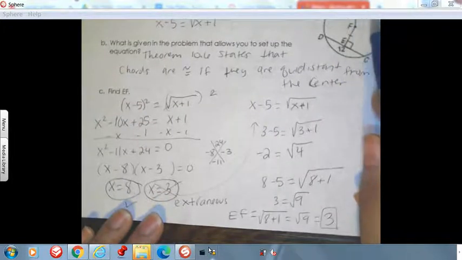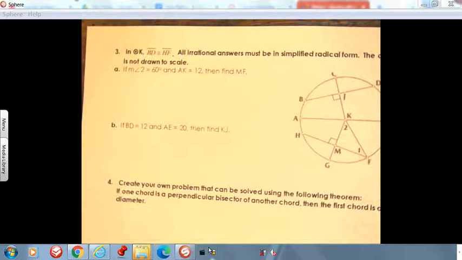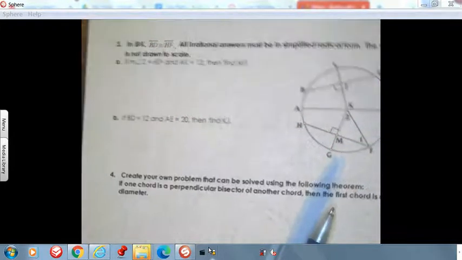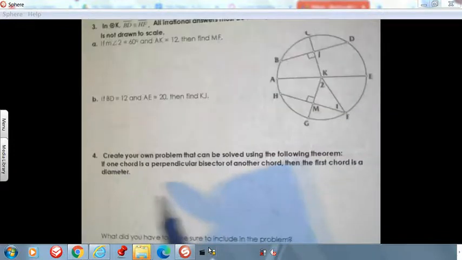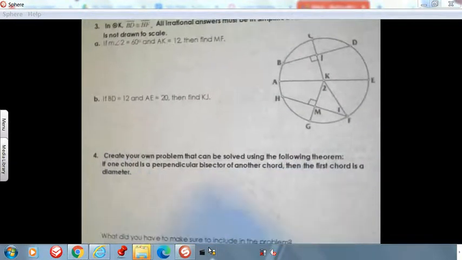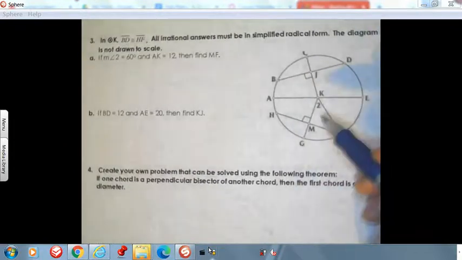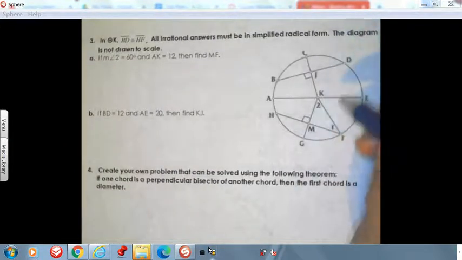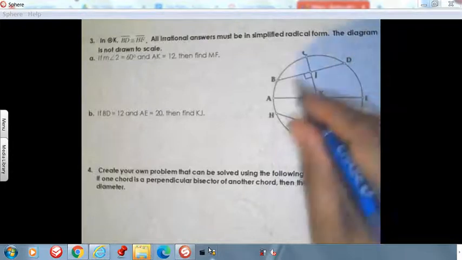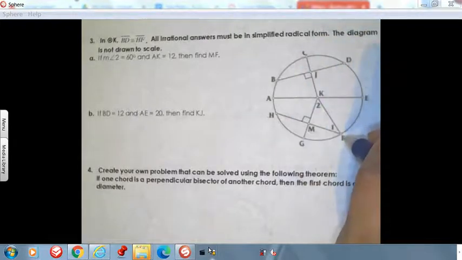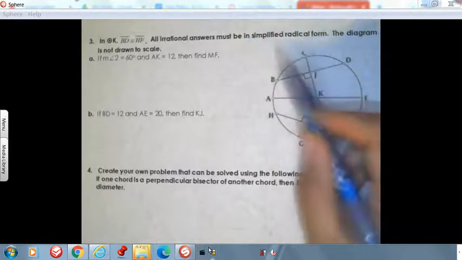Okay, and then finally, on the last page, we have two examples. For number 3, we can look at the diagram to help figure it out, but for number 4 the answers will vary. If you have questions on this, I can go over it in person, because depending on what you came up with, your setup would be different. Number 3 says in circle K, BD is congruent to HF. So we know the chords are congruent here, and it tells us to write in simplified radical form as needed, and this diagram is not drawn to scale.